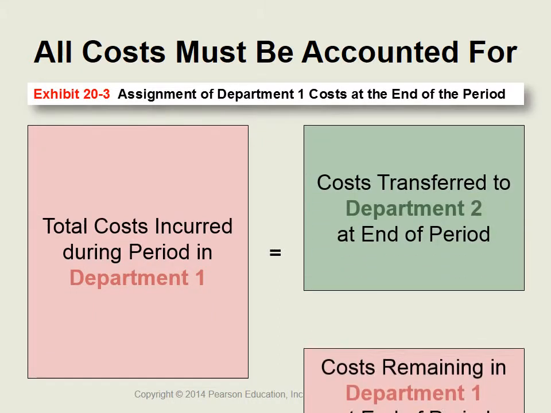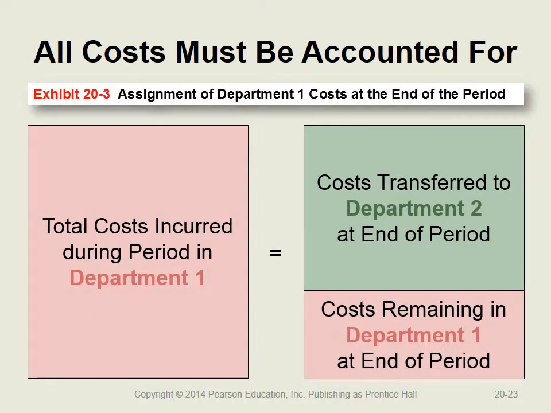Exhibit 20-3 illustrates the point that all costs must be accounted for. Because the production process takes time, companies may have products that are not completed and are still in process at the end of the accounting period. We accumulate production costs by process. Then at the end of the period, the total production costs incurred must be split between the following: units that have been completed in the process and transferred to the next process, or to finished goods inventory if it is the last process, and units not completed and remaining in work in process inventory for that department.